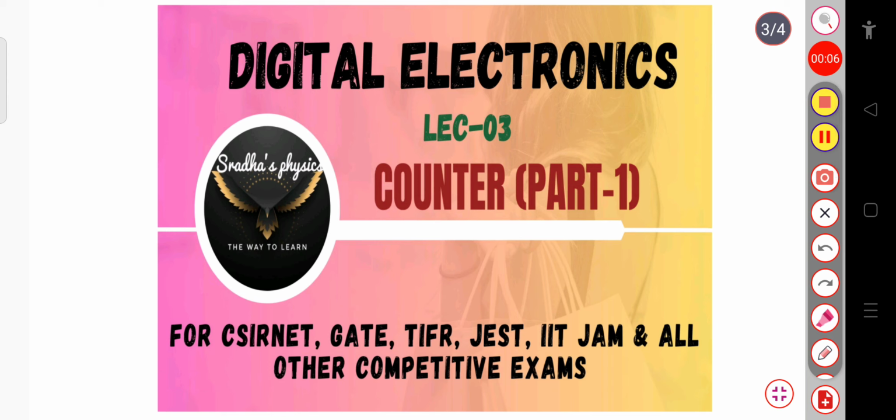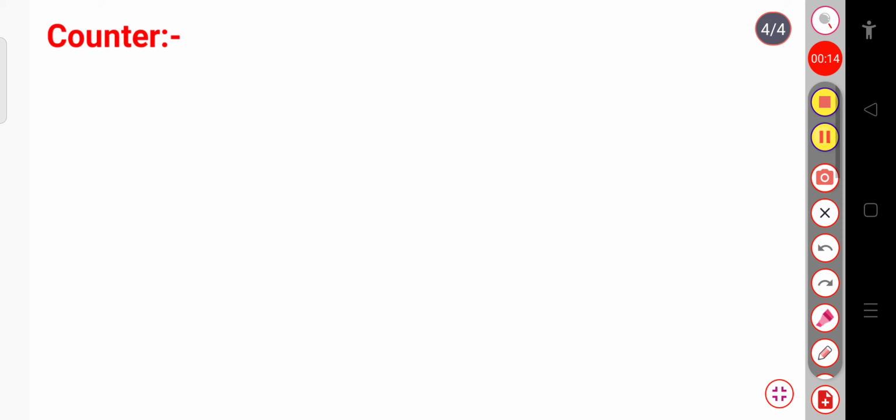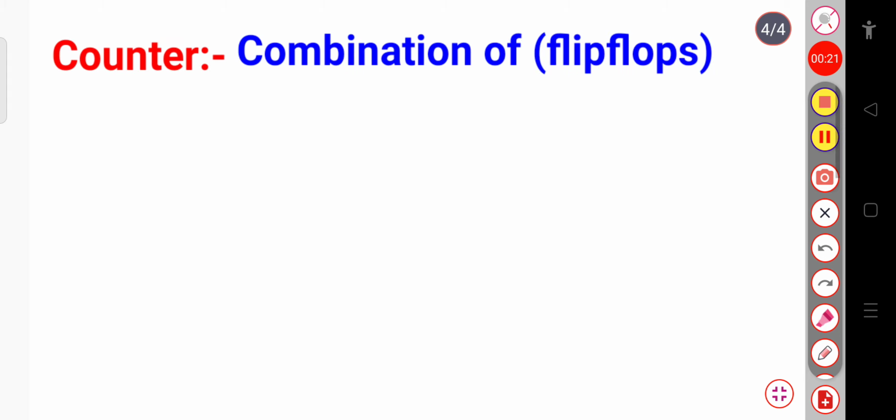Today we'll start the counter part 1. In this lecture, we'll discuss the type of counter and its basic function. Now, let us start with the counter. This counter is nothing but a combination of the flip-flops. And its basic function, as its name suggests, is to count the number of clock pulses that will be given to the flip-flop. I think you must have an idea about the flip-flop. Otherwise, if you don't know what a flip-flop is, I will discuss the function of the flip-flop in the counter just in a little bit.